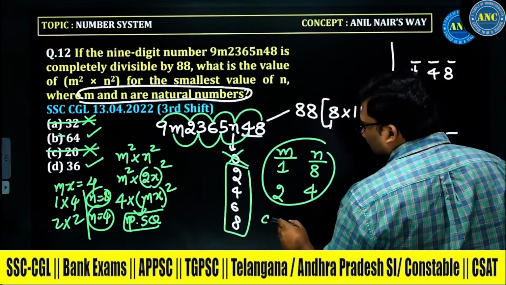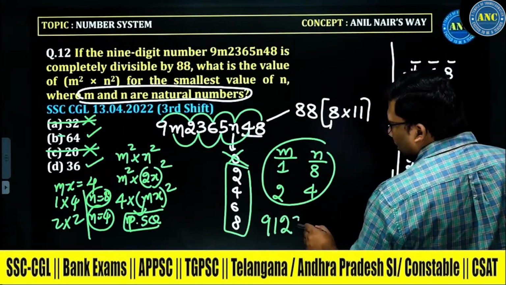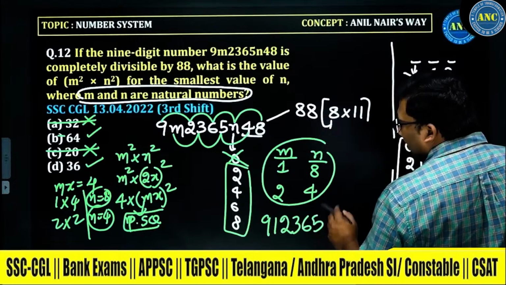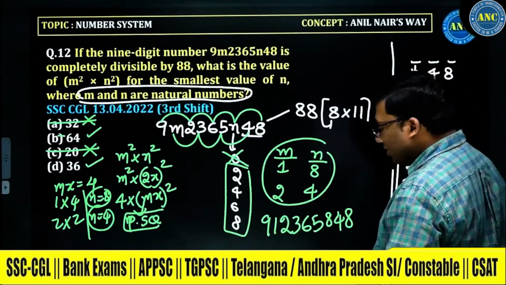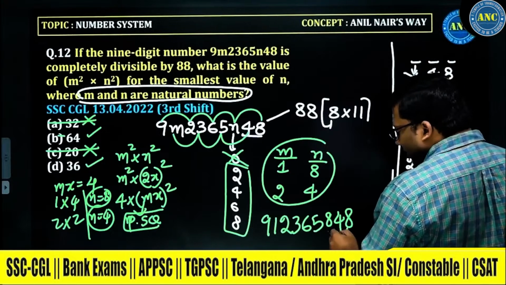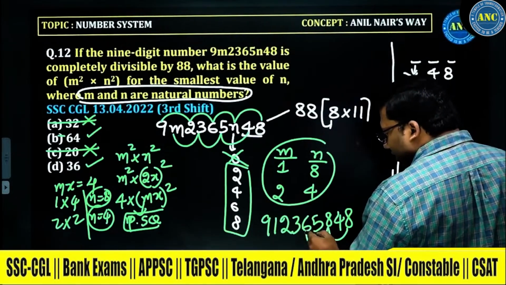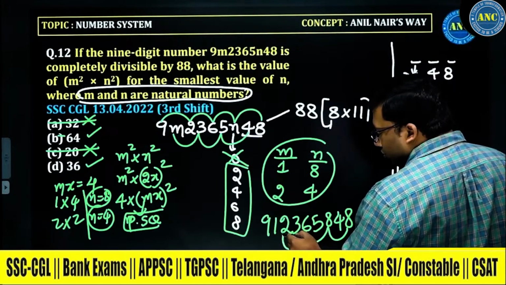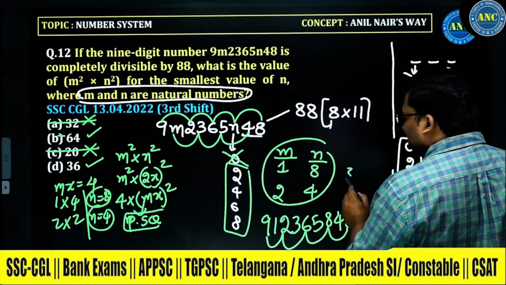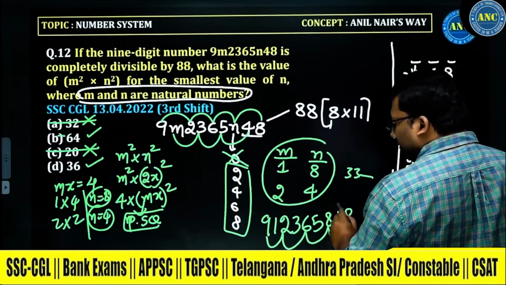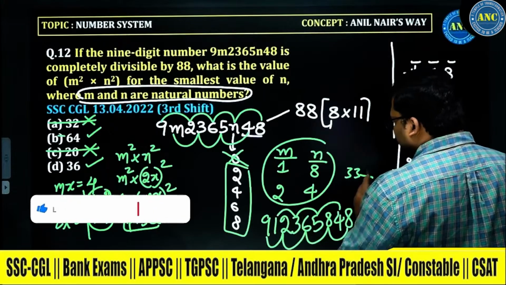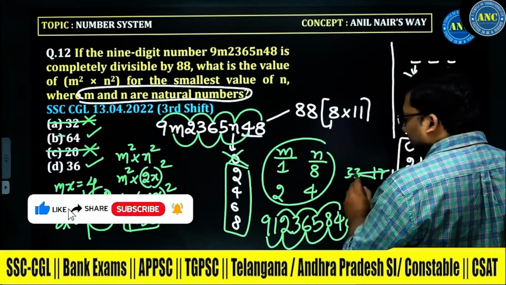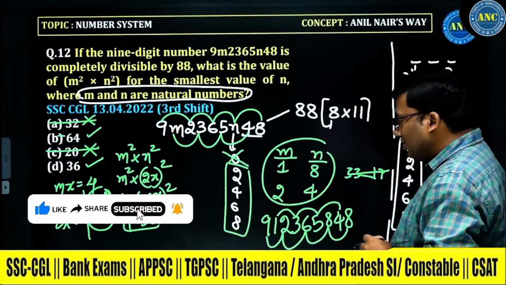So this will be 9, 1, 2, 3, 6, 5, n is 8, 8, 4, 8. Check whether it is divisible by 11. 16 plus 6, 22. 22 plus 2, 24. 24 plus 9, 33. Odd places: 13 plus 3, 16. 16 plus 1, 17. 33 minus 17, it is 16.